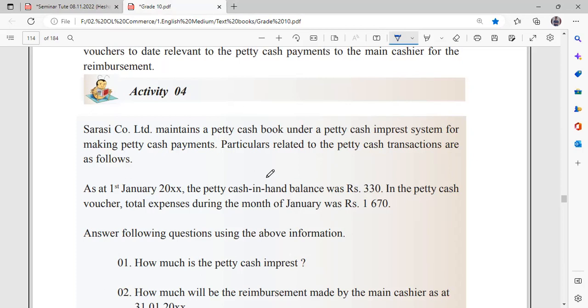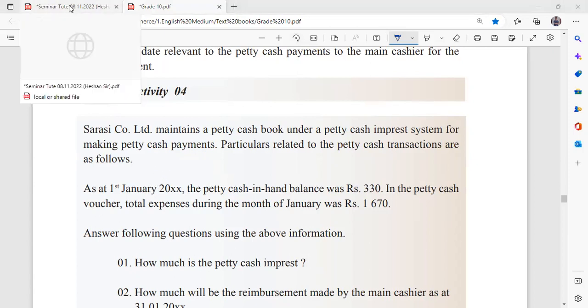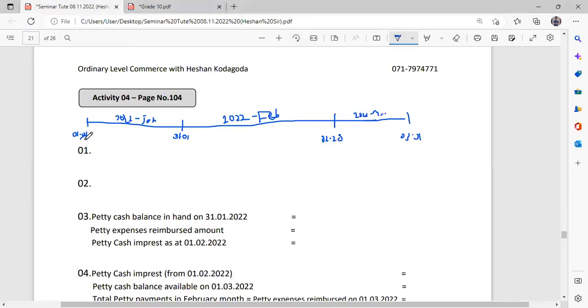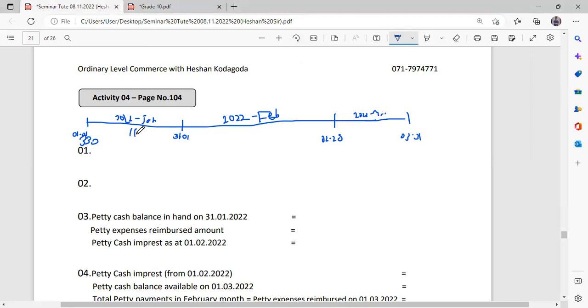Guys, this is wrong. Why? Now you can identify in here what they mention: on January 1st the petty cash balance is 330. Understand? So they mention in the petty cash voucher the total expense during the month is 1,670.